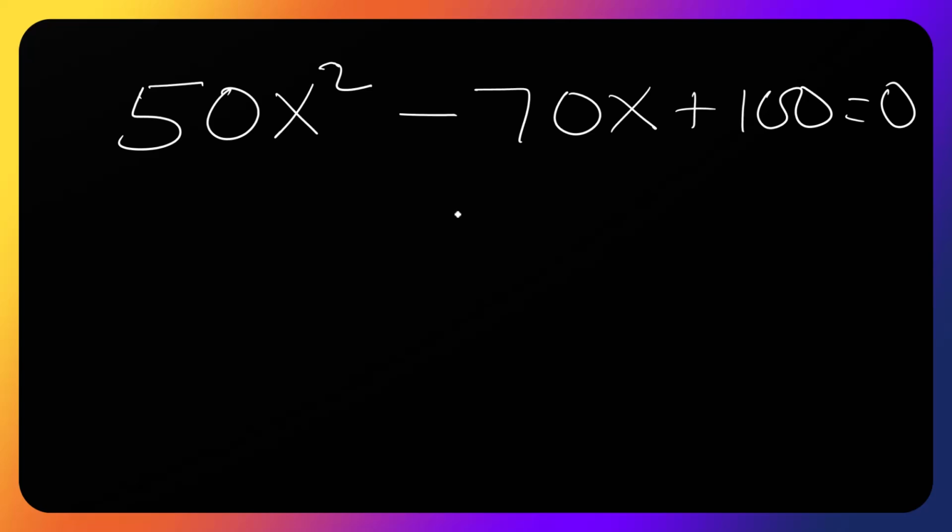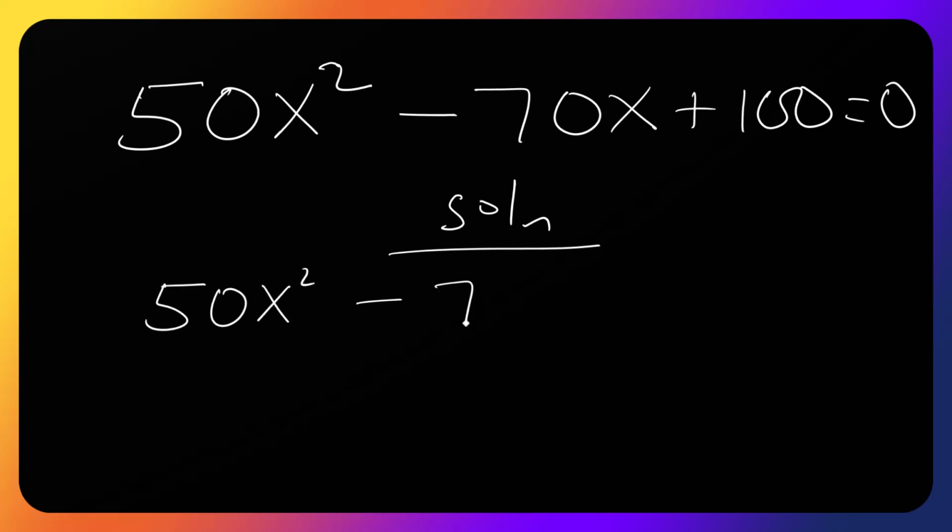Welcome to another video. Let's solve for x here. Remember, this one is a quadratic, so the highest power here is 2. Solution. So we have 50x² - 70x + 100 = 0.